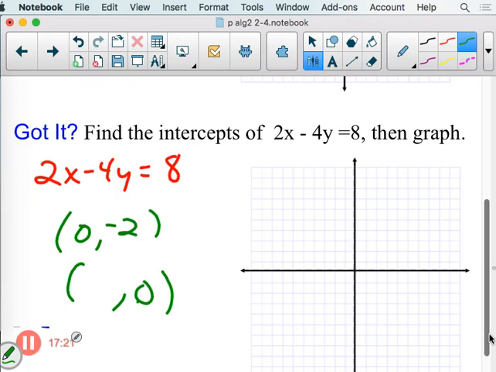Y's are 0. Y's are gone. 2 times something is 8. What is it? 2 times something is 8. We graph. 0, negative 2. 1, 2, 3, 4, 0. Quick graphs. Love it. You know, almost takes more time to write this down than that.